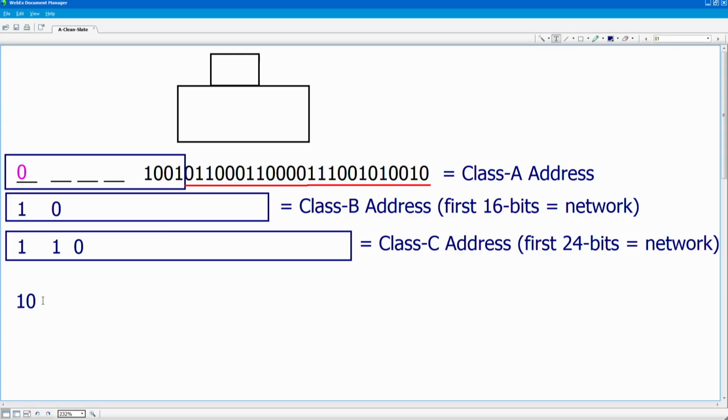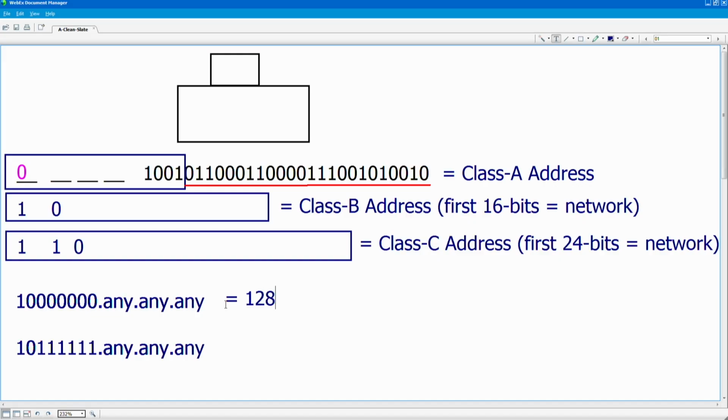1, 0, and then 1, 2, 3, 4, 5, 6. And then 1, 0, 1, 2, 3, 4, 5, 6. So that's my full range of Class B, because we know Class B has to start with 1, 0 in binary. So if I translate that back into dotted decimal, that's 128 dot anything up to 191 dot anything.